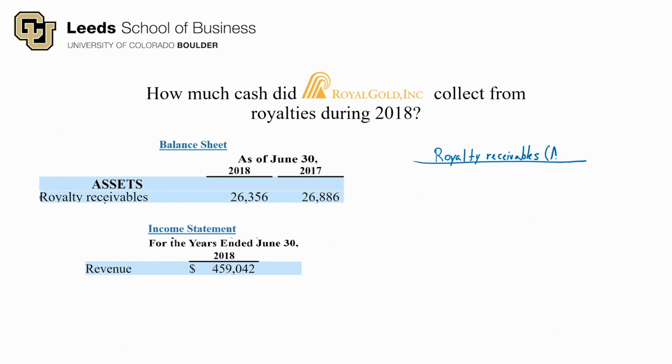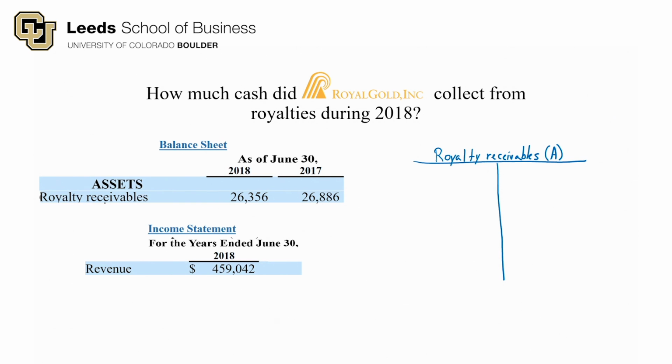So royalty receivables is an asset account. So I'll write parentheses A, which stands for asset, and I'll draw the T. Now let's fill in this T account. So remember, this is an asset account, and so its beginning and ending balances will be on the debit side of the account.